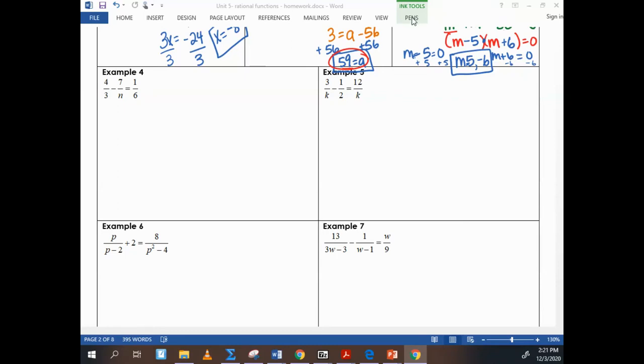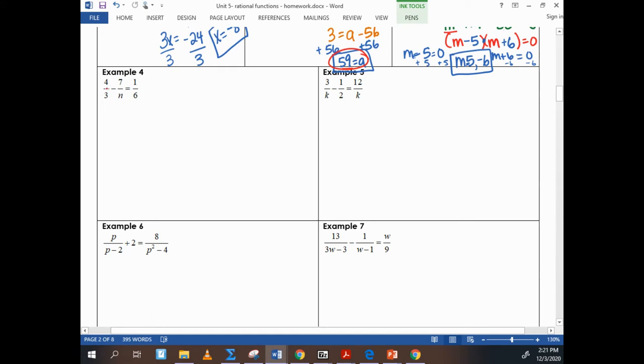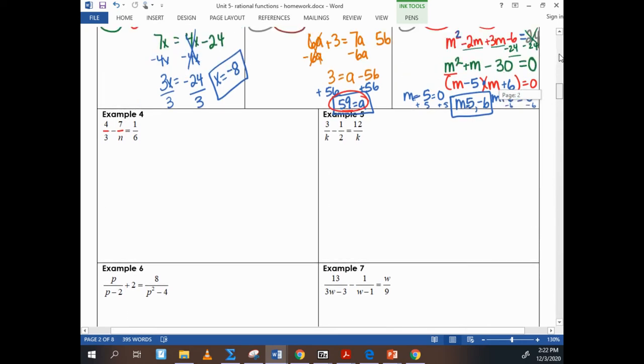All right, so for these next examples, 4, 5, 6, and 7, notice there are two fractions on the left of my equal signs. I've got the 4/3 and I've got the 7/n. So there's two fractions. This one, we're not going to be able to solve with the same method. You can't do the cross multiplication method. So we're going to look at this second method.